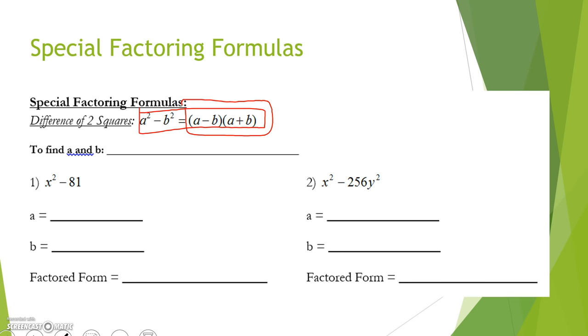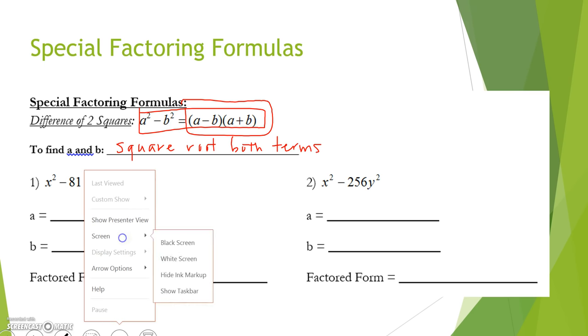So the first thing you've got to figure out when you're looking to solve these is what the a and b are. So to find a and b, what you do is you square root both terms. So you can do that on your calculator by just hitting second, x squared.